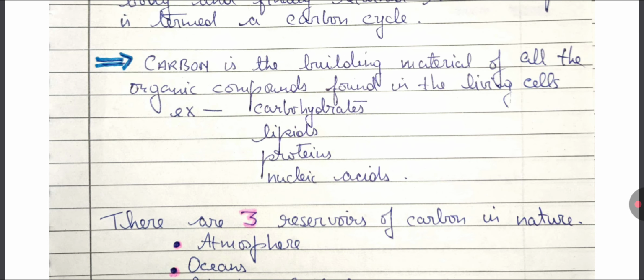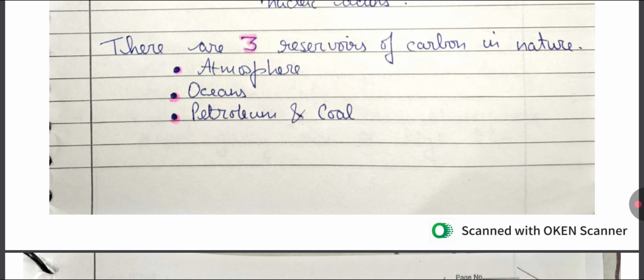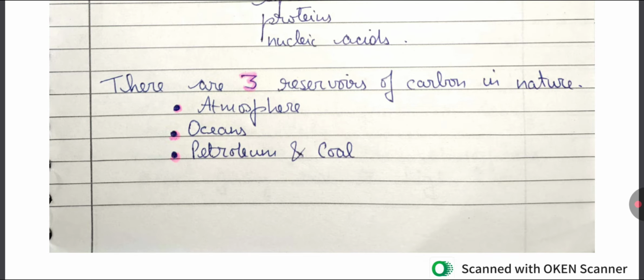Okay. Carbon is the building material of all the organic compounds. We know that already. Found in the living cells. Example, carbohydrates, lipids, proteins and nucleic acids all have carbon. There are 3 reservoirs of carbon in nature: atmosphere, oceans, petroleum and coal.